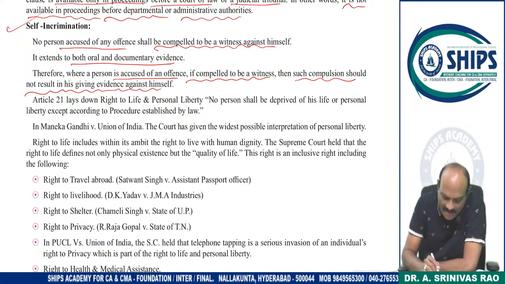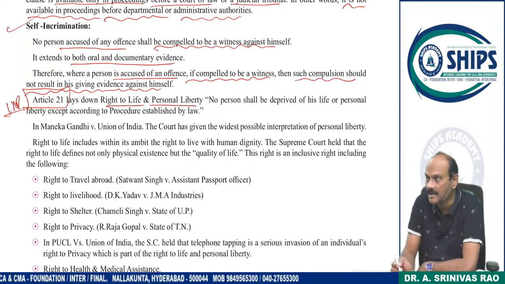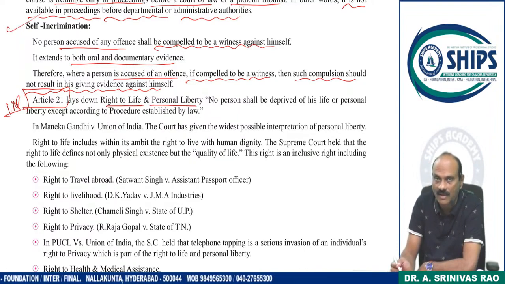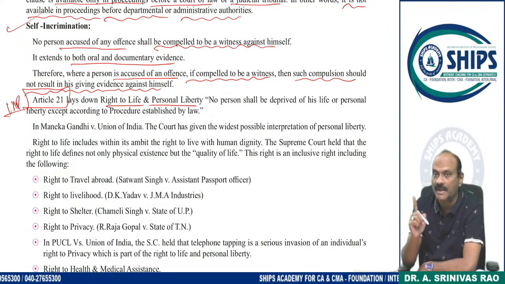And the other one is Article 21. Guys, important. Article 21, right to life and personal liberty. The Maneka Gandhi case is one of the eminent cases. Maneka Gandhi was not allowed to travel in India. She filed a case in the Supreme Court. The Supreme Court said she is a citizen of India and has every right to travel to any corner of India. No state government, no local government can impose a penalty.